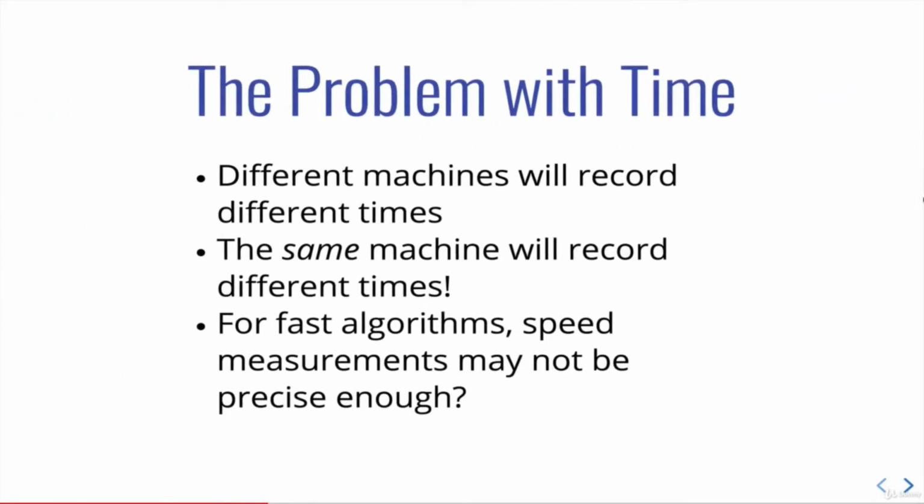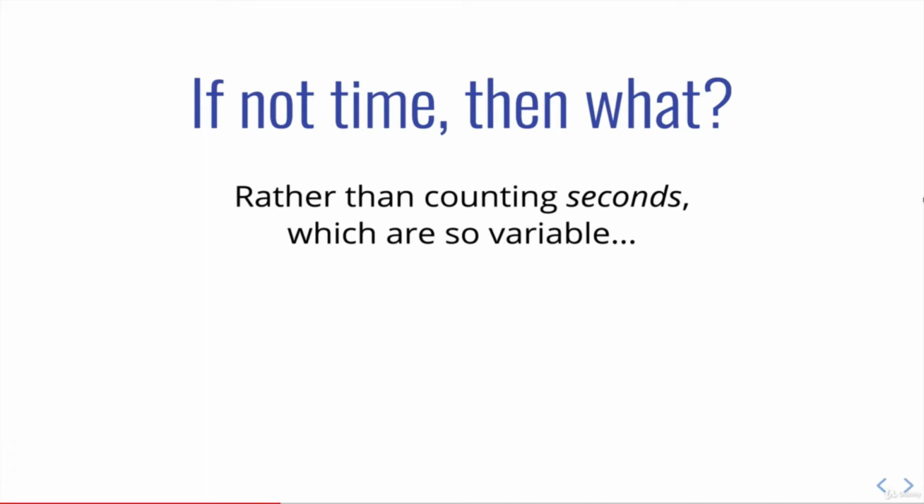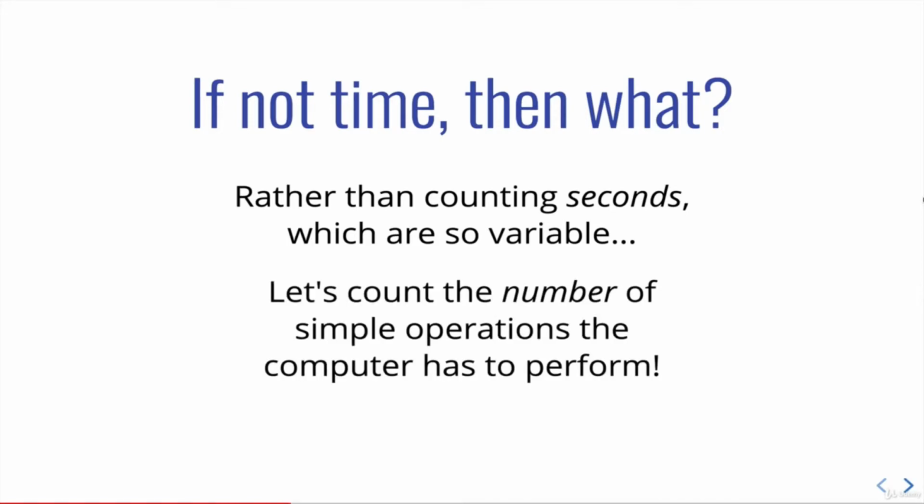Okay, well, we talked about the problems with using time as our way of comparing code. So if we're not using time, what should we do? Well, it's a very similar thing. Rather than counting the exact seconds that it takes for code to run, which can change so much, what we can do instead is count the number of simple operations that a computer has to perform, because that remains constant no matter what computer we're on.